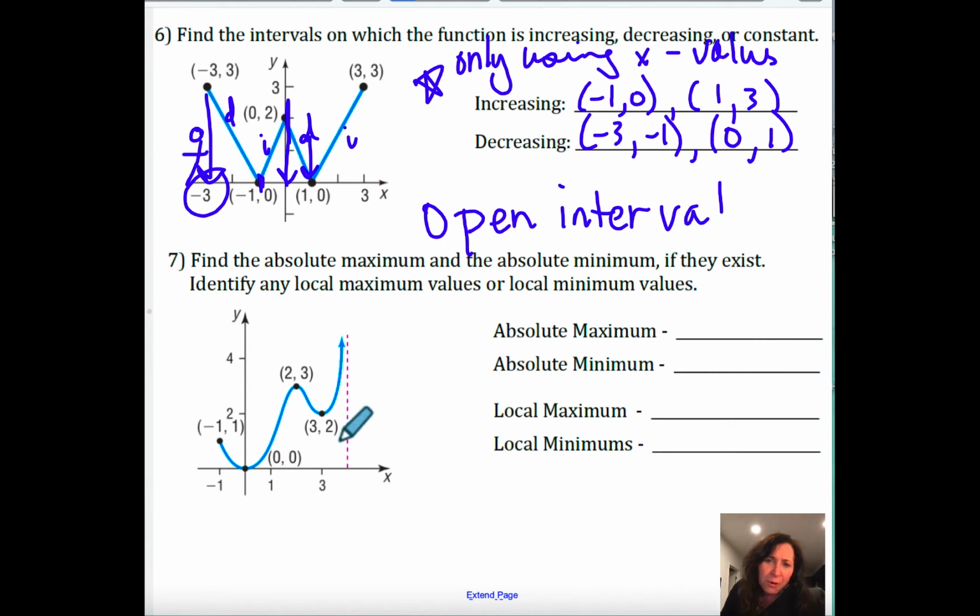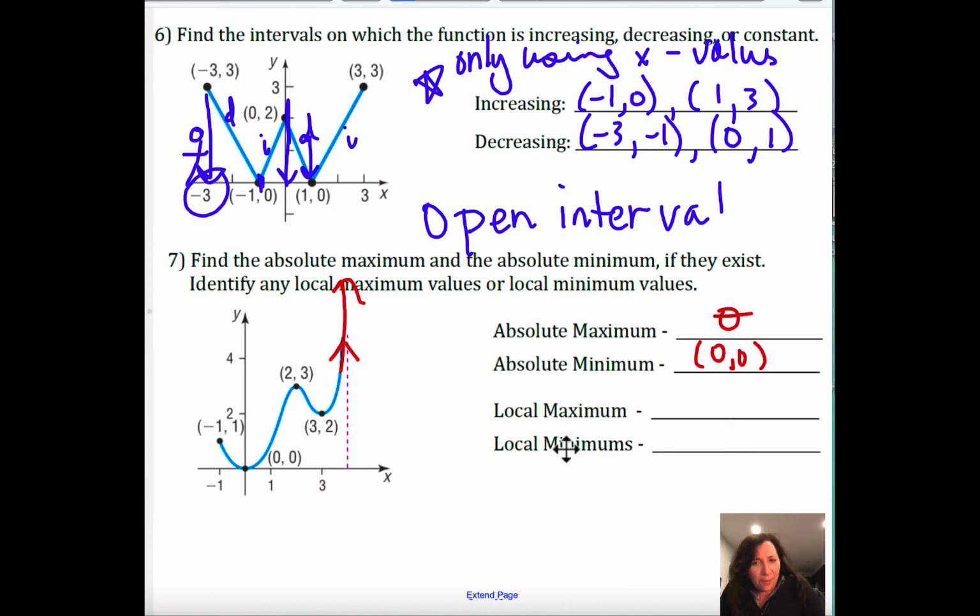On this problem, number 7, it says find the absolute maximum and minimum. This does not have an absolute maximum because it is going to keep going up forever. So there's no absolute maximum. You can write NA, no solution, or no absolute maximum. But it does have an absolute minimum, and that's going to be at (0, 0). That's the lowest possible value.